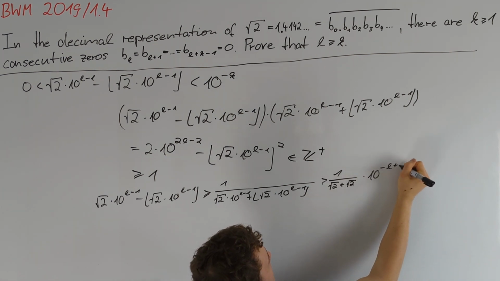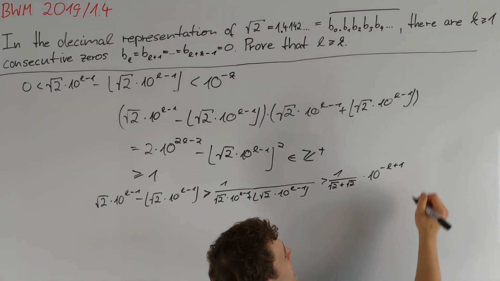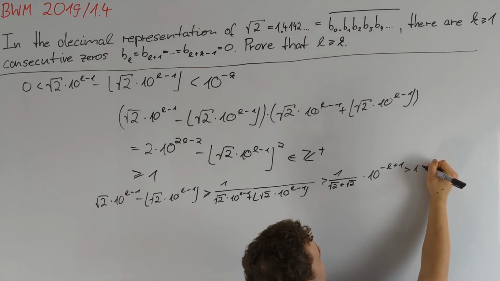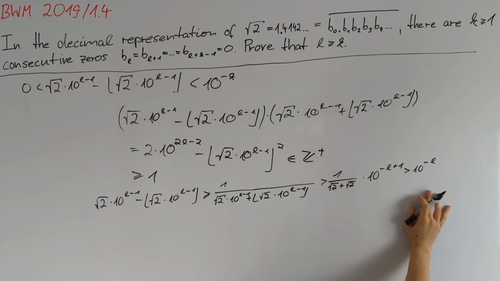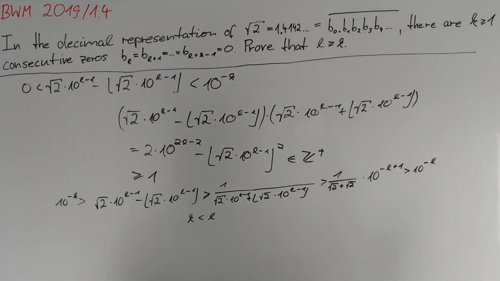Of course, 2 times the square root of 2 is less than 10, and so this is actually bounded from below by 10 to the power of negative L. This finishes our proof, because if we remember that this term is bounded from above by 10 to the power of negative k, we can conclude from this that k is less than L, which is even stronger than what we wanted to show.